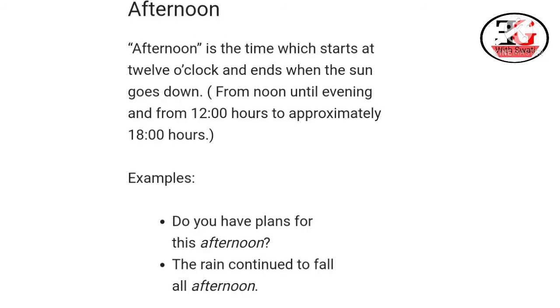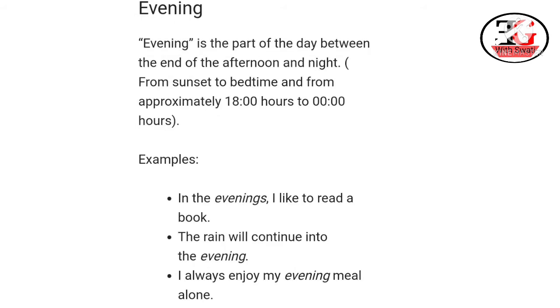Next content is afternoon. Afternoon is the time which starts at 12 o'clock and ends when the sun goes down. From noon until evening, and from 12 hours to approximately 18 hours. For example, do you have plans for this afternoon? Next example, the rain continued to fall all afternoon.